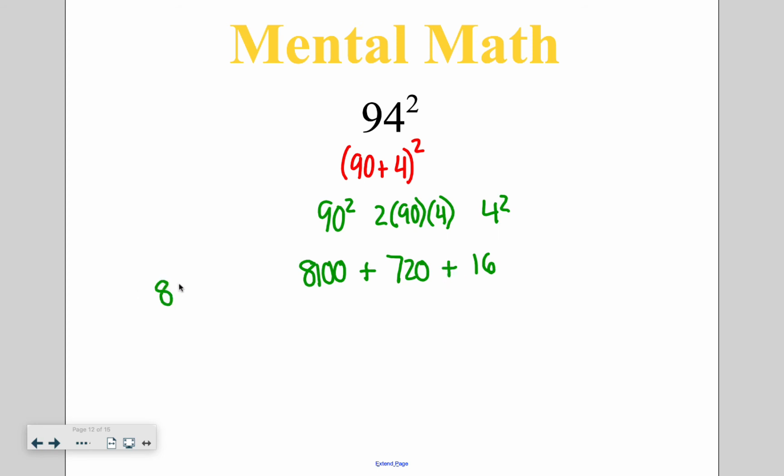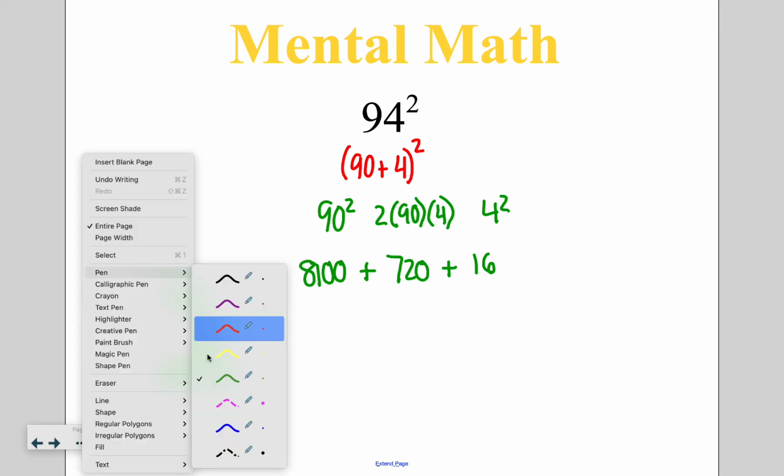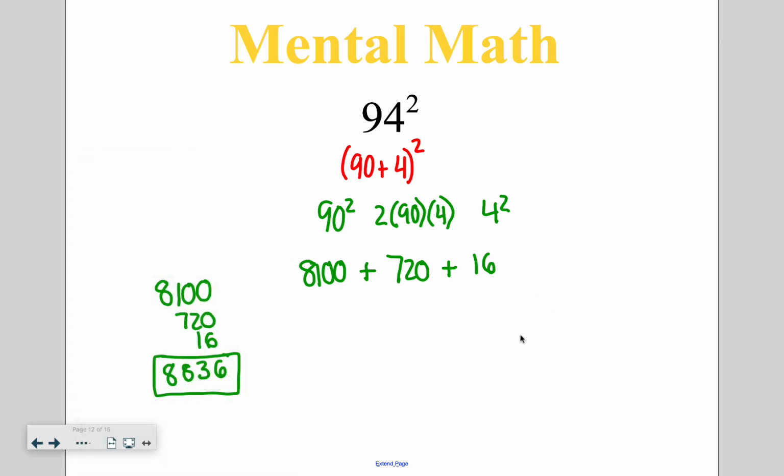If it's easier for you to add by arranging it as a traditional method of addition, so putting them vertically instead of this horizontal, we've got 0 plus 0 plus 6 is 6. We've got 0 plus 1 plus 2 is 3. We've got 1 plus 7, which is 8, and then 8 plus nothing, which is 8. So 94 squared is going to give you 8,836.